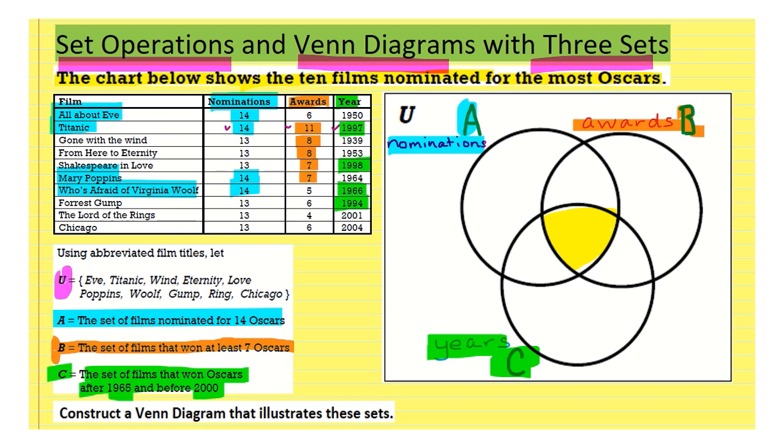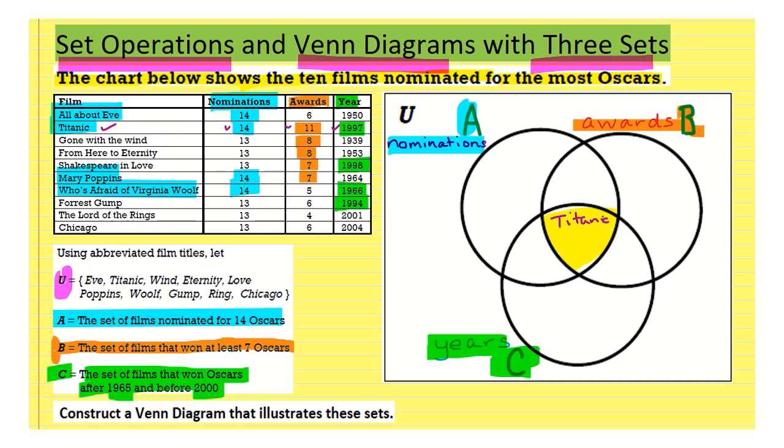Are there any others that are in all three categories? There are two categories here, two categories here, two categories here, and there's one. But there's only one. Just the Titanic is in all three categories. So Titanic will go in the center. It goes in the middle because it belongs in all three categories.